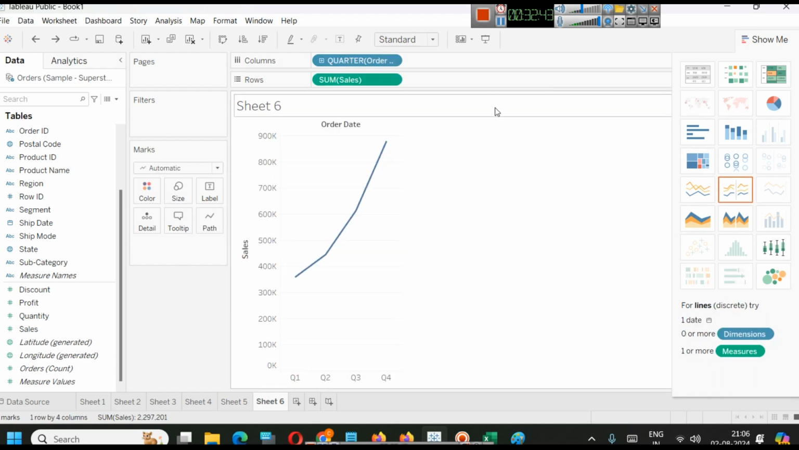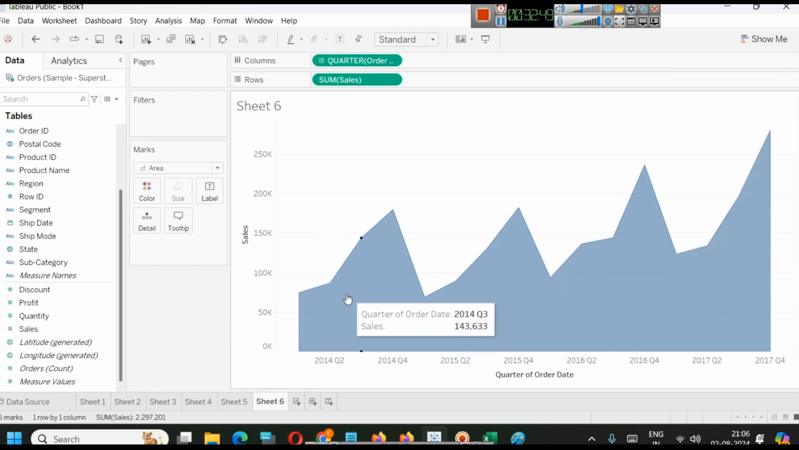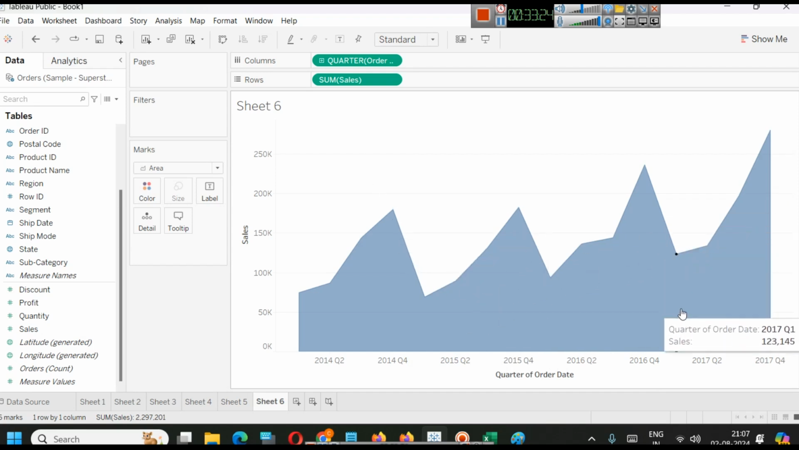When we create a line graph like this, we can also choose area, because an area chart just shows the area under the curve. And what is a curve? A line is actually a curve. So a line will not always be a straight line. It will be a curve also. It can be a parabola, hyperbola, circle, anything. So this is the area chart you are showing here. This is the area under the curve.